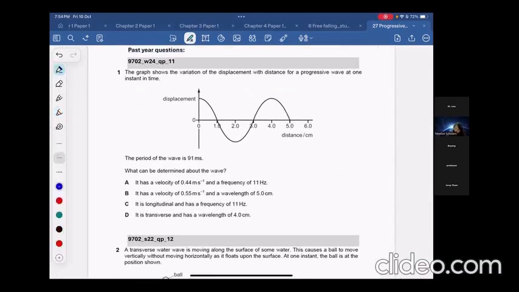level question. The graph showing displacement-distance graph, the period is 91 millisecond. What can be determined about the wave? Boys and girls, look at it, A, B, C, D, and you try.